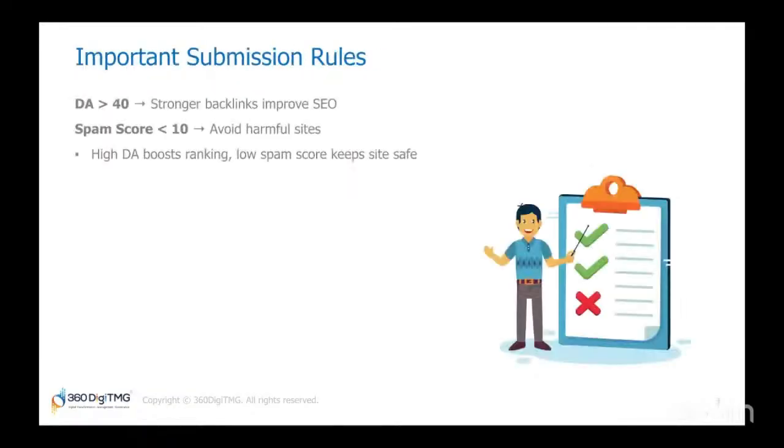Right, friends? What are the important submission rules? One is DA. DA should be more than 40 to get stronger backlinks. And when it comes to spam score, it should be less than 10. While preparing the Excel sheet, you need to mention the DA of that particular website and also its spam score. We'll be doing auditing whether you have done the right work or not. This is to improve the DA of any website, and this is to keep our website in a safer zone.